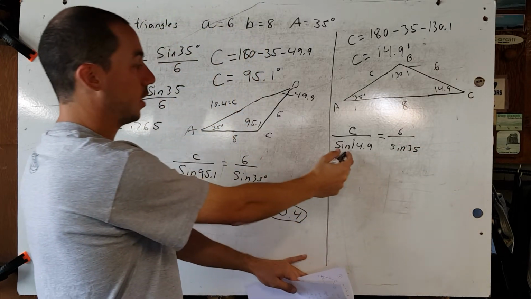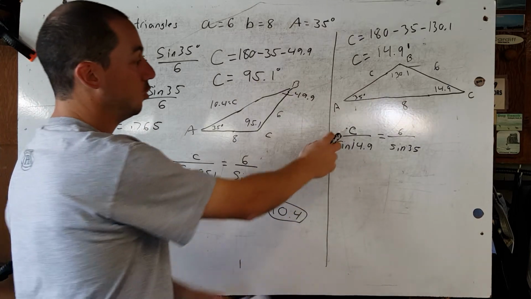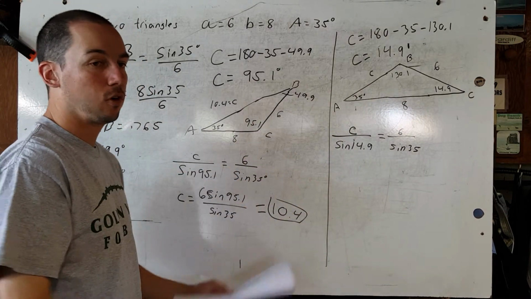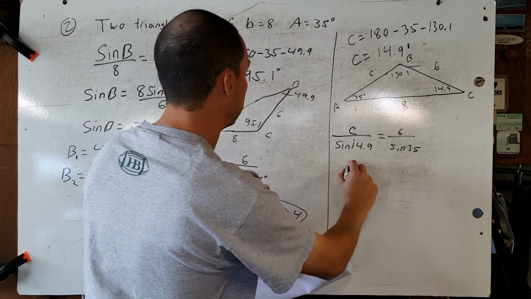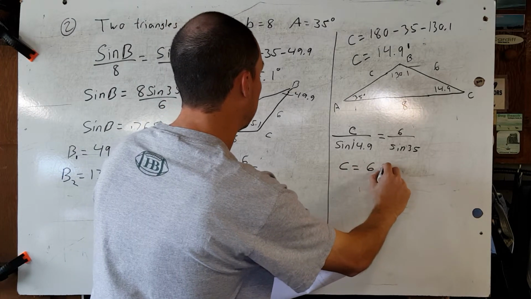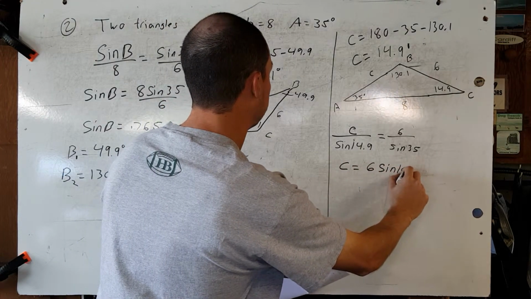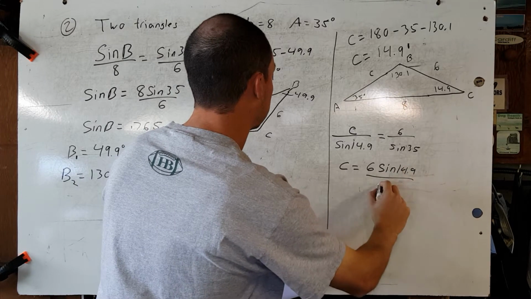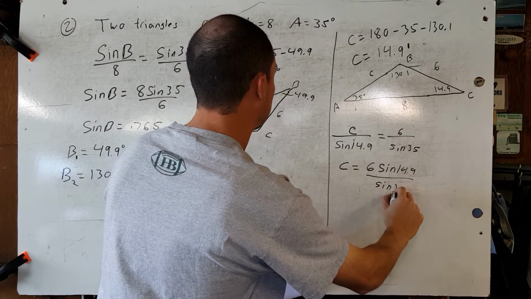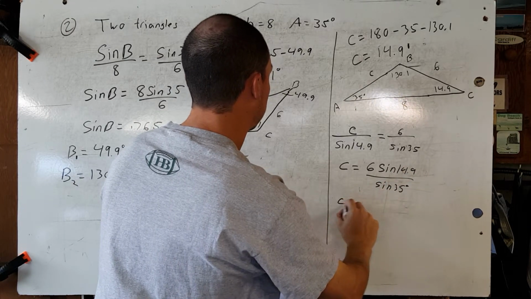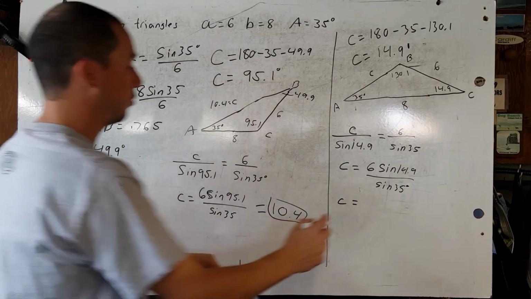Multiply both sides by sine of 14.9. Again, I put the variable in the numerator so I don't have to cross multiply. Save myself a step. C equals 6 sine 14.9 divided by sine of 35. Calculator, and you get 2.7.